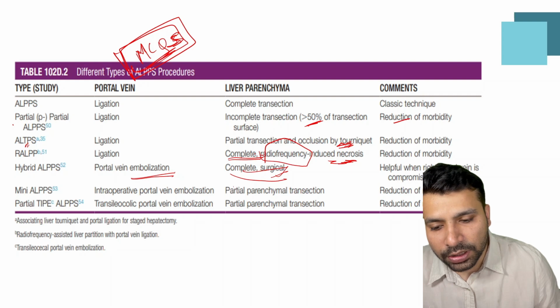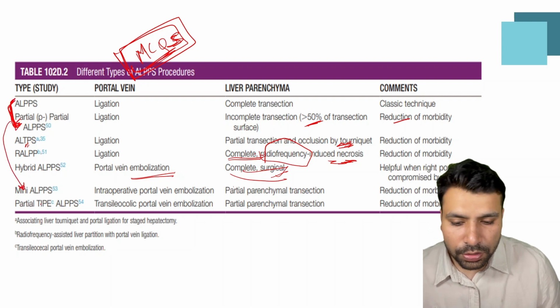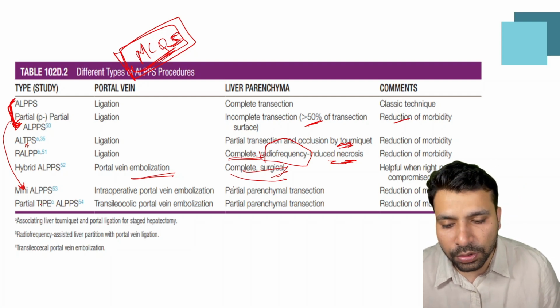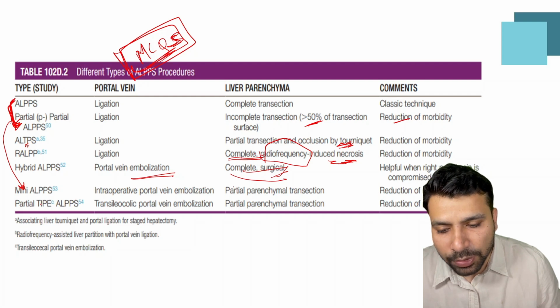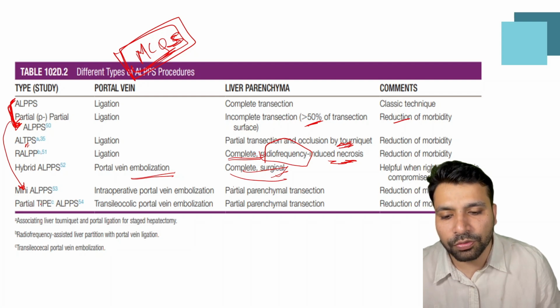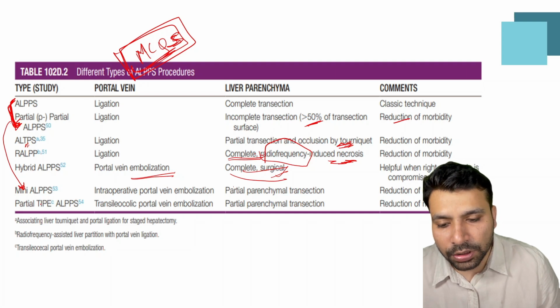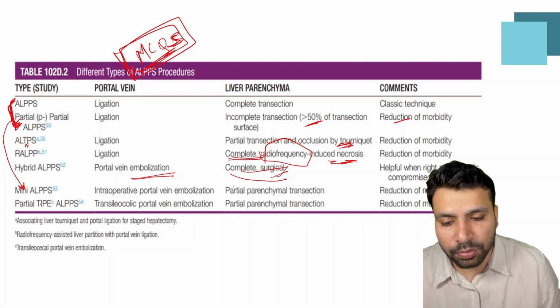The only thing is this type you can understand, it's trans-ileocolic. So this is not through the skin or transhepatic. It's trans-ileocolic. This can be easily remembered. Most confusing is hybrid, whether it's incomplete, complete, mini. So hybrid is embolization. Remember, hybrid is embolization, same as ALPPS.